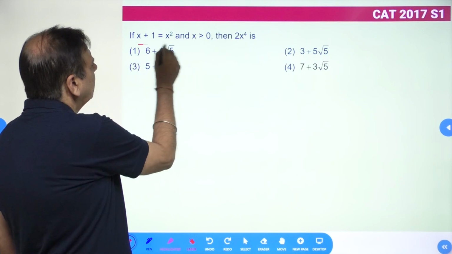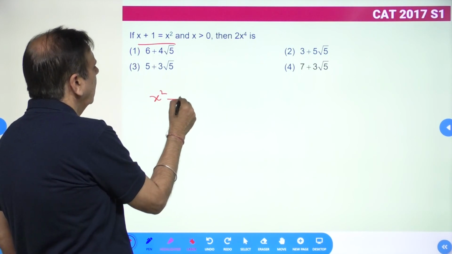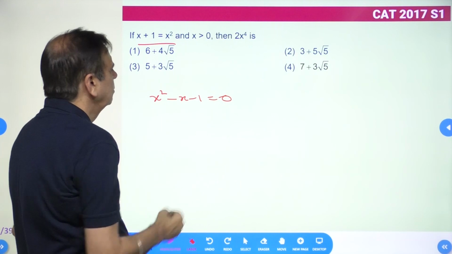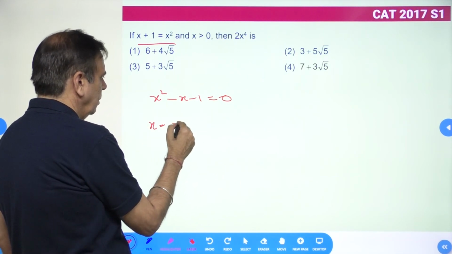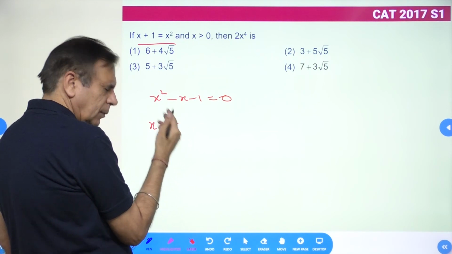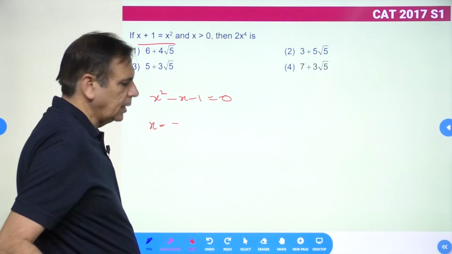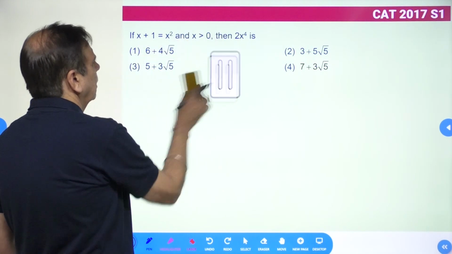Okay. So what does this become? X square minus x minus 1 equal to 0. Okay. So what is x going to be? Minus... यार एक मिनट यार फिर से करता हूं मैं.